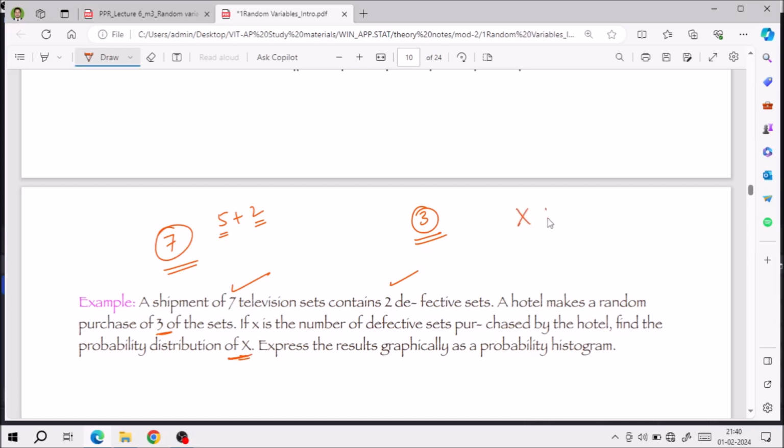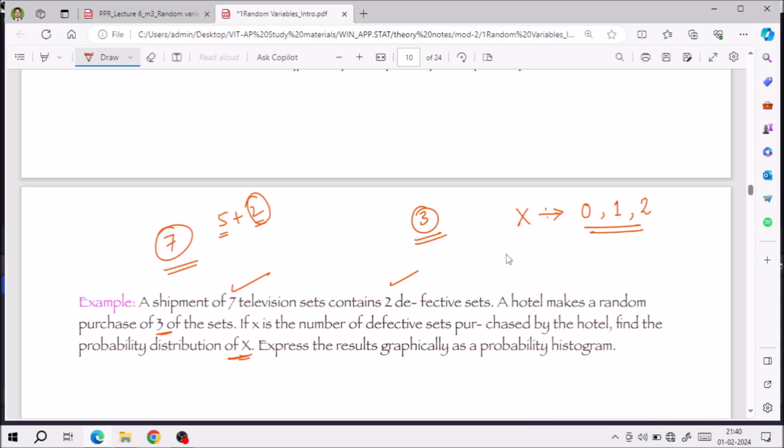So what are the possible values for X? X is the random variable, and there may be the case that not a single one is defective. That means X can take the value 0. There may be the case that one set will be defective, or two sets will be defective. At most you have two defective. So X can take these three values.